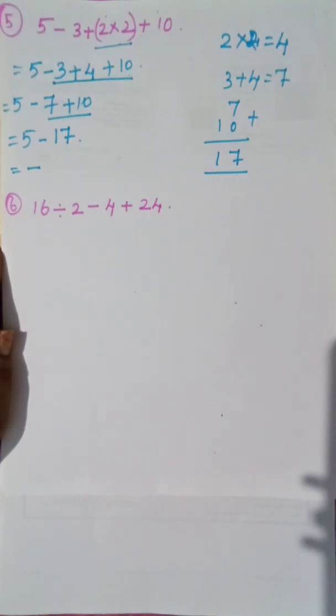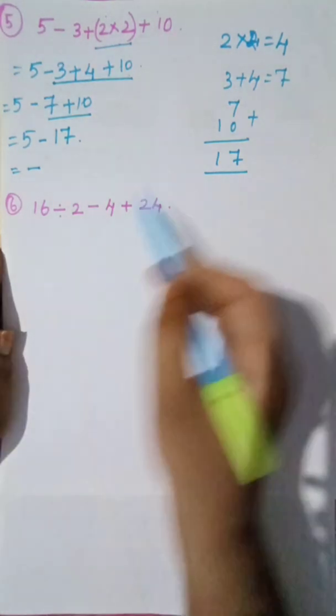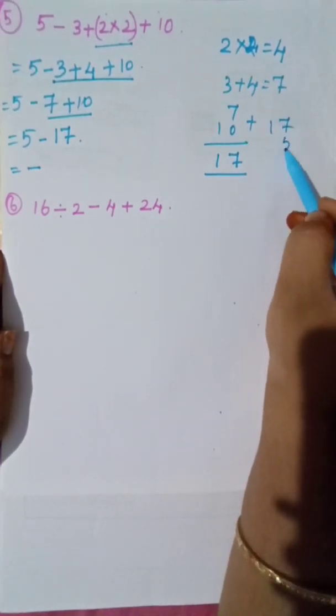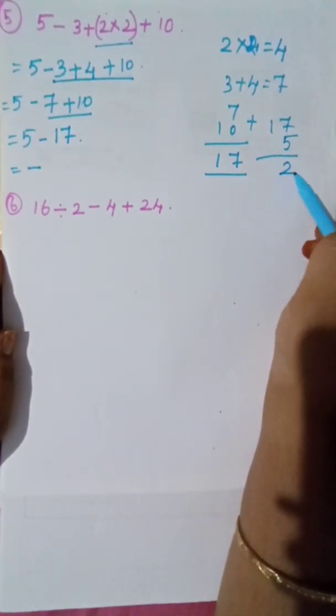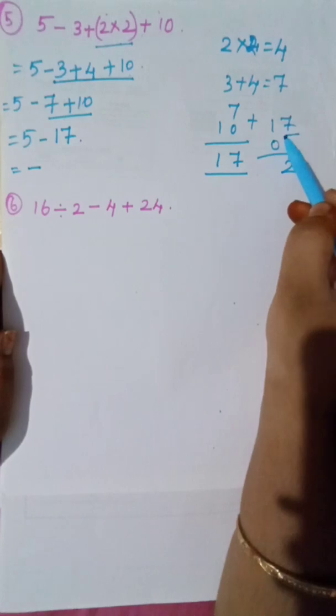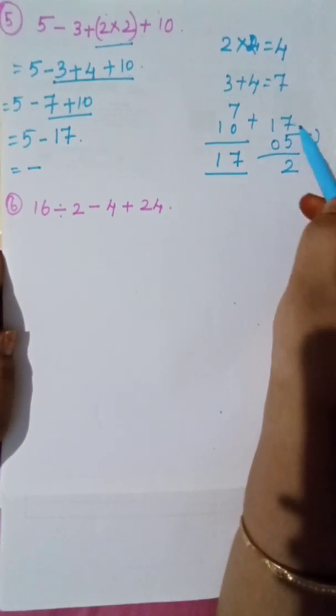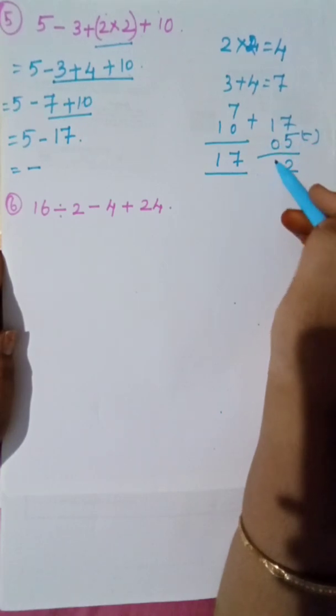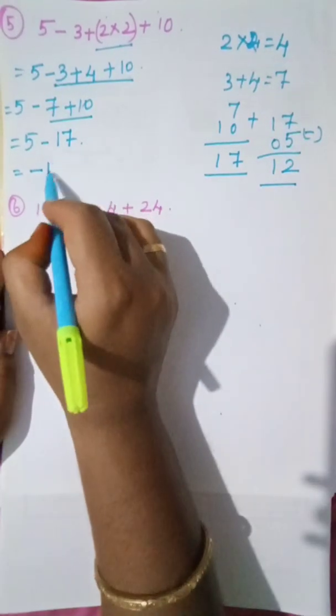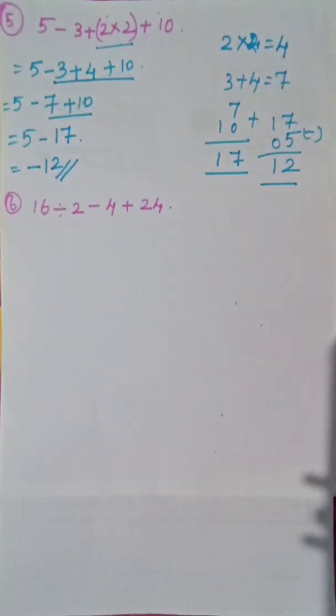Okay, then what do we have to do? We have to subtract the numbers, that is 17 minus 5. So 7 minus 5, 2. Here it will be 0. That is, if there is nothing, we can keep it as 0. And now we have to see 1 minus 0 is 1. So your answer will be 12. That is, minus 12 will be your answer.